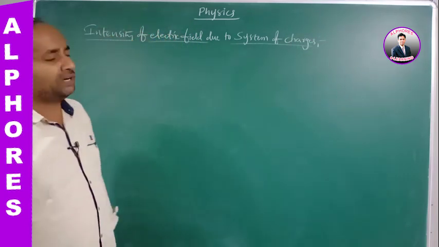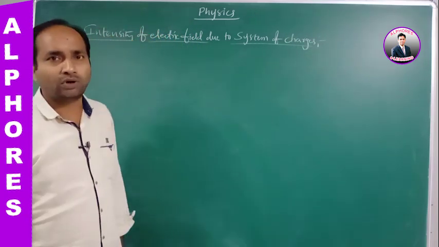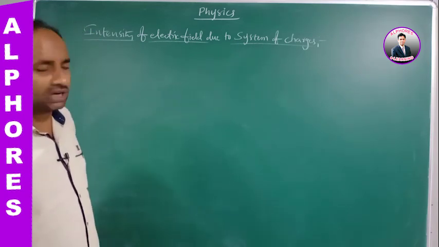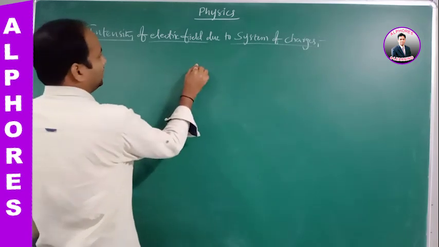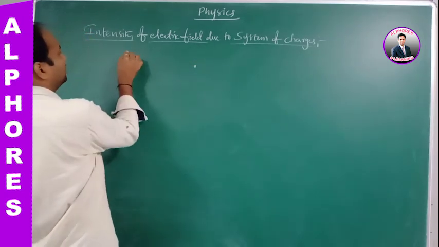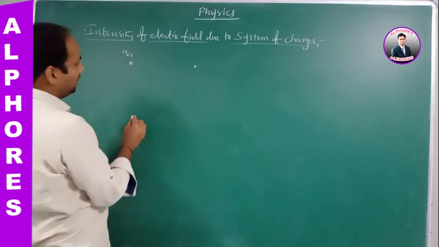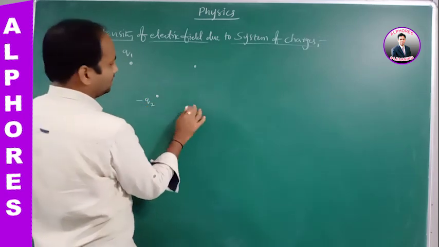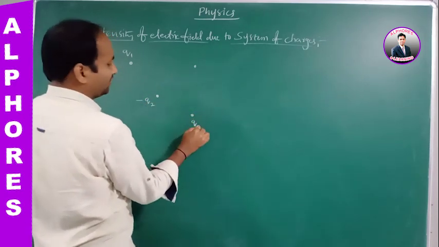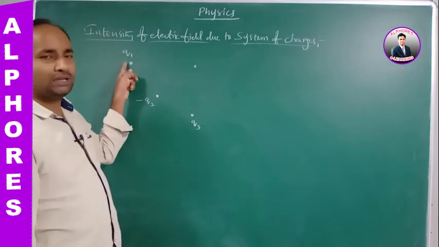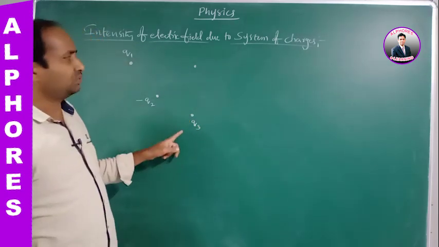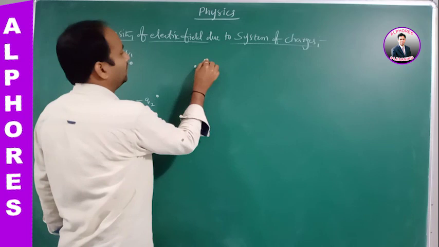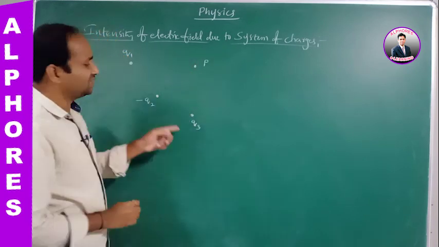Suppose we need to find the intensity of electric field at a particular point due to a system of charges, a number of charges, not only a single charge. Let us take a system containing a charge q1, another charge minus q2, and a third charge q3. The system contains three charges: plus q1, minus q2, plus q3. Now we need to find the intensity of electric field at the point P by these three charges.